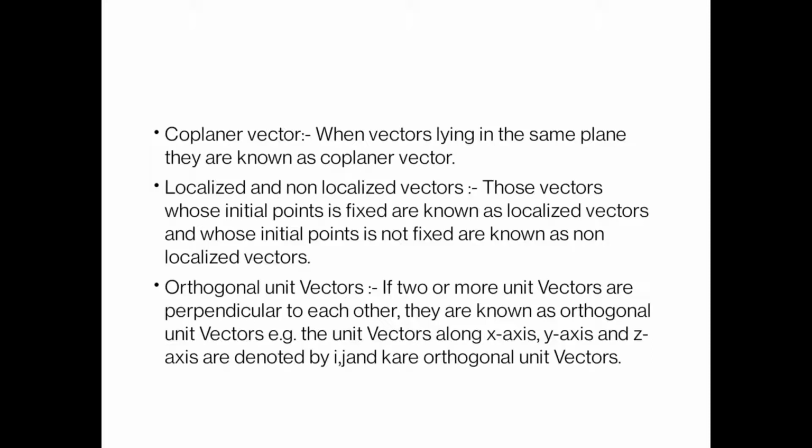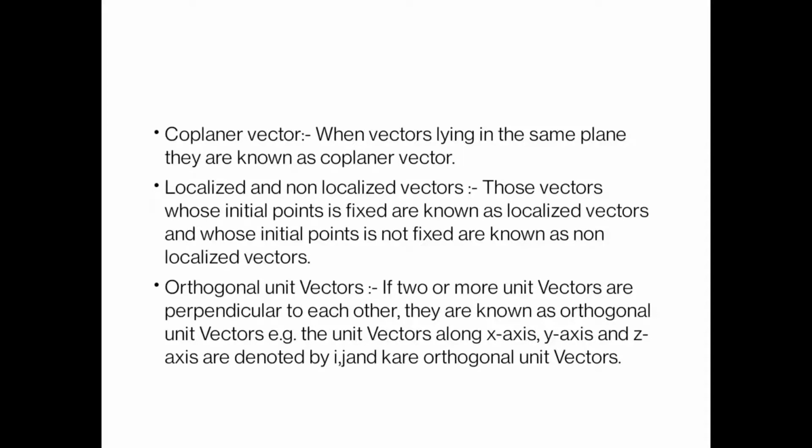Localized and non-localized vectors. Those vectors whose initial point is fixed are known as localized vectors. Localized vectors are those vectors whose initial points are fixed, and those whose initial points are not fixed are known as non-localized vectors.